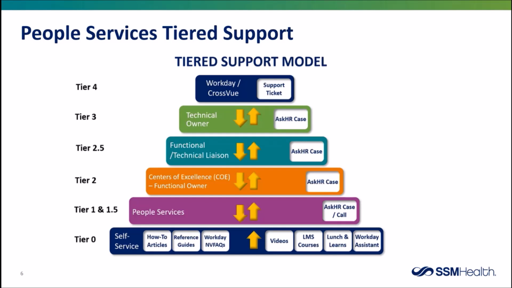If Tier 2 is unable to assist, a member of that COE will send the case over to Tier 2.5, the functional technical liaison, and from there to Tier 3, the technical owner. When a case, be it an Ask HR or phone inquiry, were to reach Tier 2.5 or Tier 3, they will determine if additional documentation is needed for either the employees, managers, or People Services, and refer over to change management to ensure that everyone who needs the update receives it. This is also why you might see several employees working on your case in the Ask HR application before it is resolved.